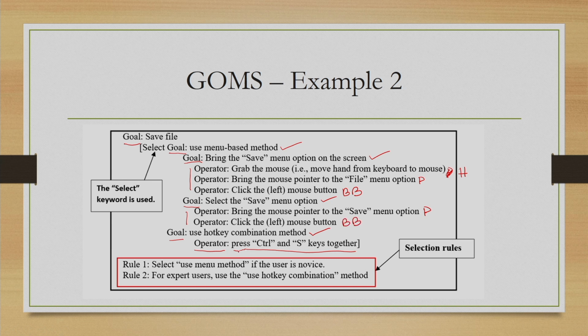Now, the operator required for this other sub goal, that is use hotkey combination, is slightly complicated. Here no keystroke level operator is sufficient to model this task of pressing keys together. Earlier our K operator used to refer to pressing of a single key. So, when we are talking of pressing these keys together, we are defining our own operator which is at a higher level than the keystroke level operator K.